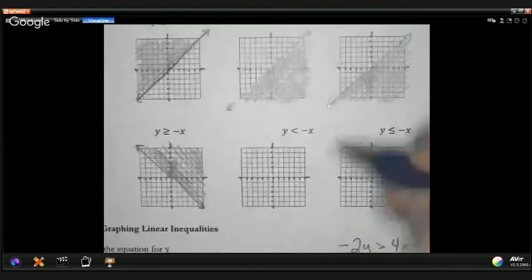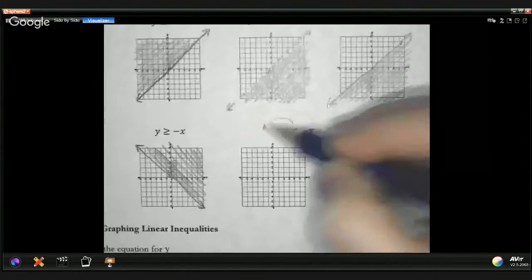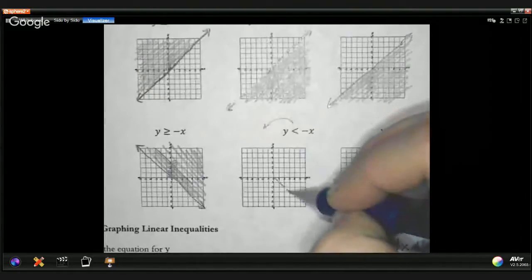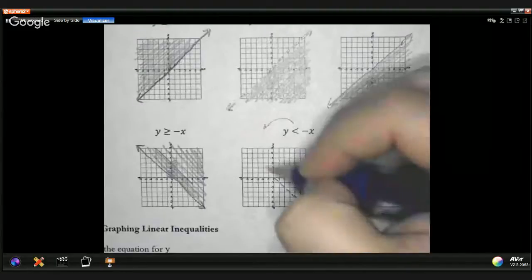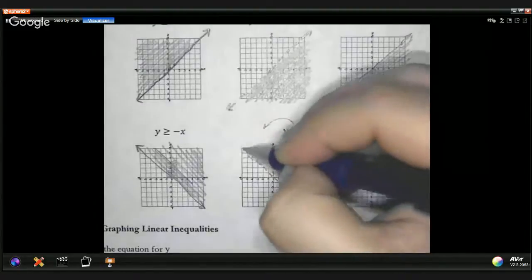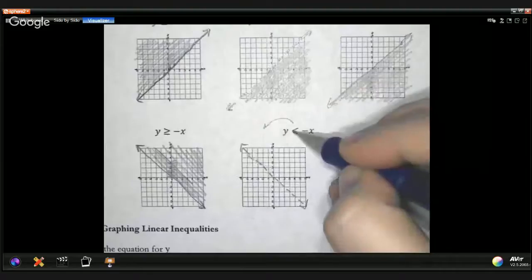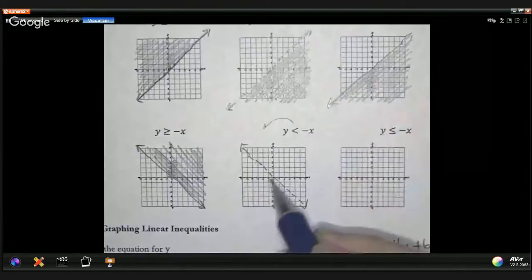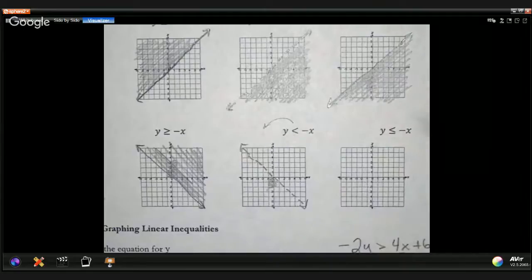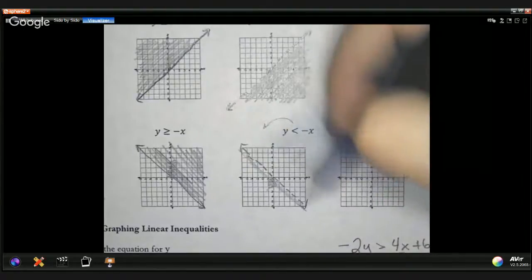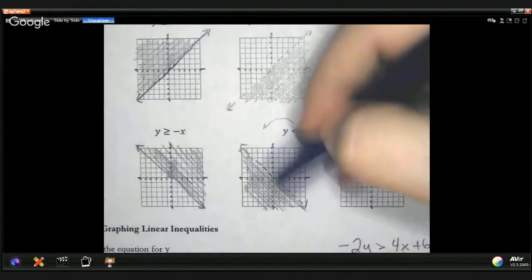Okay. For the next two, it's kind of off center, but it goes here. That's fine. So negative x and a dotted line, same thing. But this one says less. So I'm going to go below the y-intercept. And below the y-intercept is this area on the left this time, down below the line.